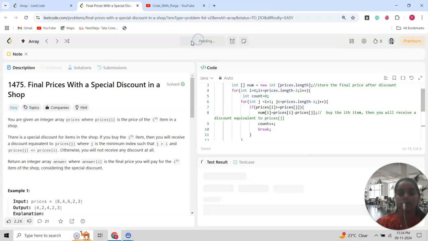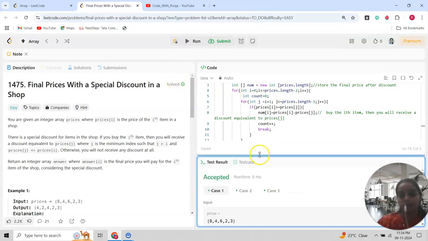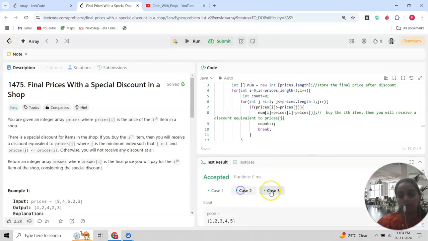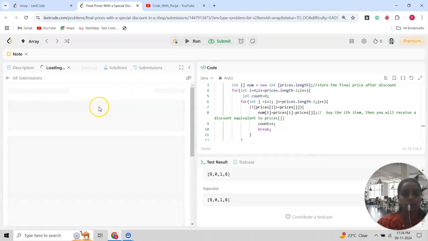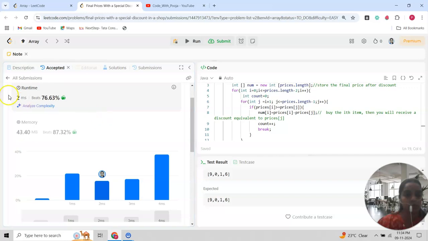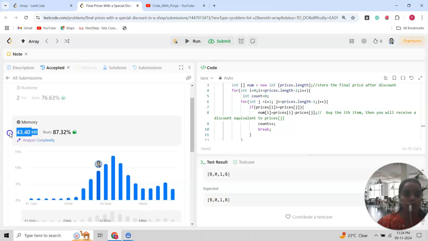Now run the code. On running, it gets 0 ms runtime for the accepted test cases. Now submitting the code, on submitting we get 2 milliseconds runtime, memory of 43.40 MB, and a good beating percentage.